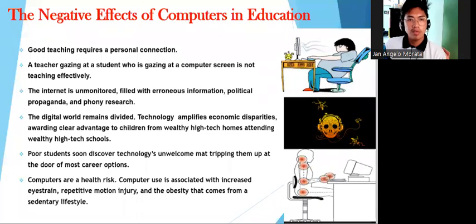So doon naman tayo sa negative effects ng computer sa education. So good teaching requires a personal connection. So ito yung disadvantage naman. So dahil nga through computer ang communication at medium ng pagtuturo, it lessens the personal interaction. So that's why teachers, we have to personally connect with the students. Kasi yung personal attachments, kailangan natin yang i-maintain despite the distance between the student and the teacher.